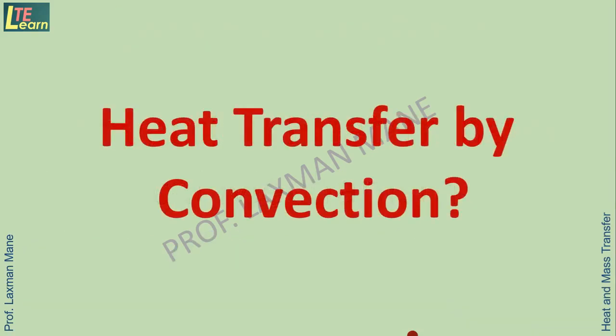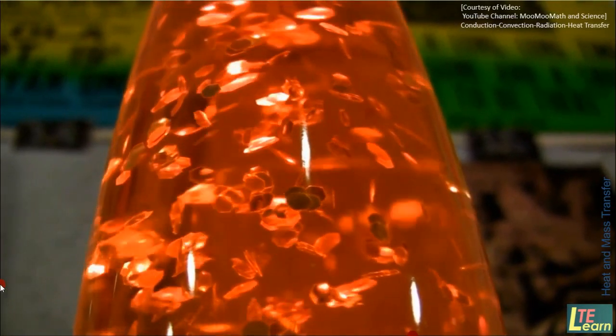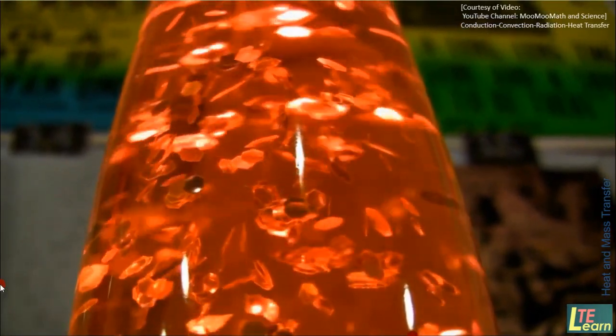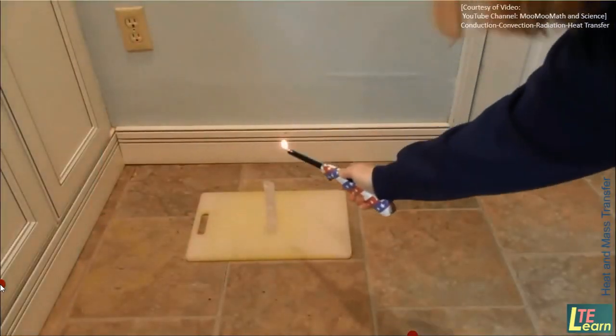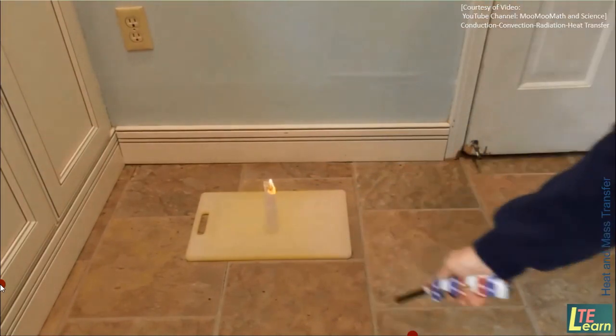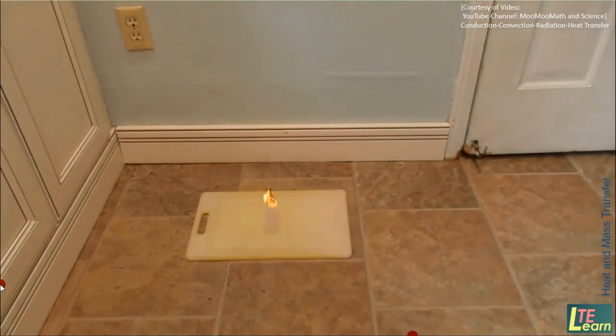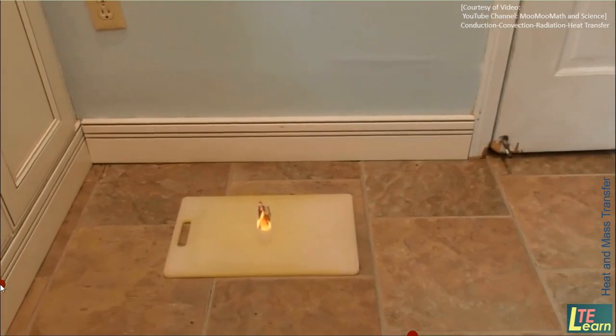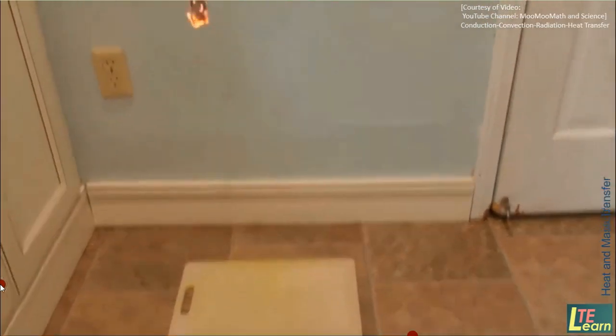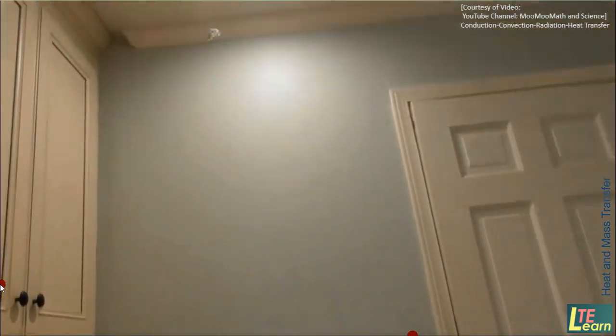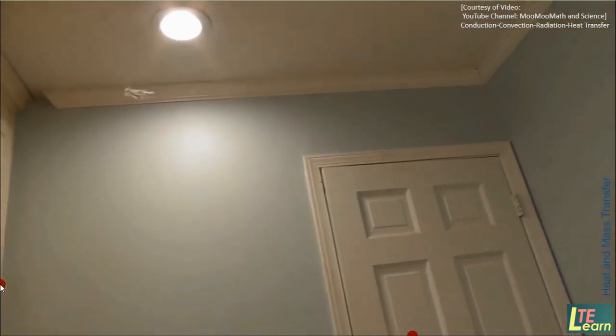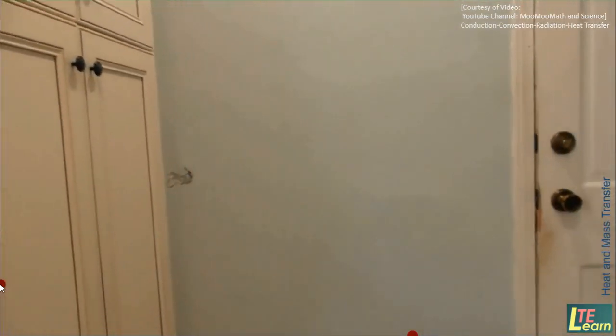Do you know what is heat transfer by convection? Let us understand with some examples. As liquid is heated, it rises up and down due to convective currents. When a small piece of paper is burned, the air surrounding it gets heated and begins to rise up. Along with this air convective current, the piece of paper goes up. When it cools, it comes down. So it happens because convective currents are taking place.